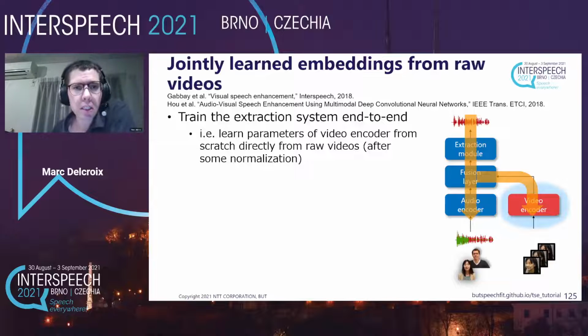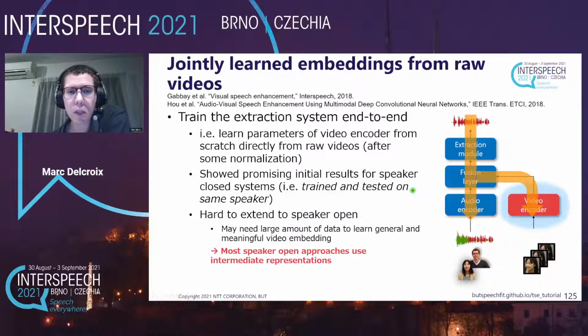So first, embeddings or video encoders that are learned from raw videos. It's similar to the audio extraction where we also learn the auxiliary network simultaneously with the extraction network. Basically, it consists of training the whole system from scratch by using mixture and raw videos and giving the target speech as references for the training samples. So this kind of approach has shown some promising results, but basically for a speaker closed system, where it was trained and tested on the same speaker. And it may be difficult to extend to speaker open because it may require a large amount of data to learn general and meaningful video embeddings directly from raw videos. So actually, most speaker open approaches that have been developed afterwards are using intermediate representation.